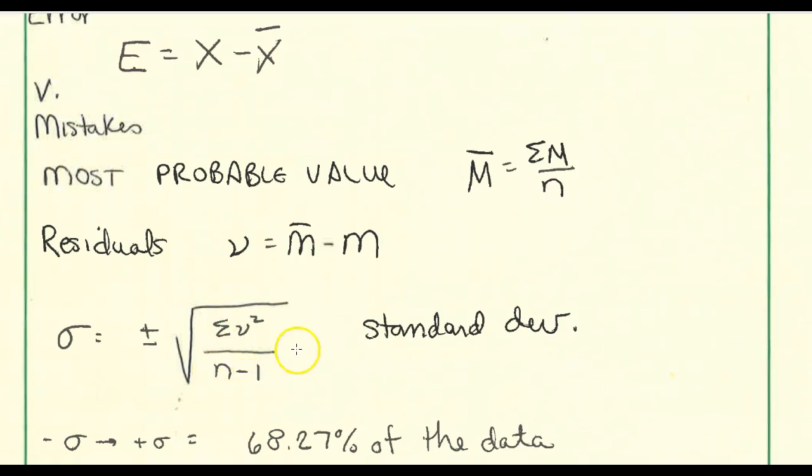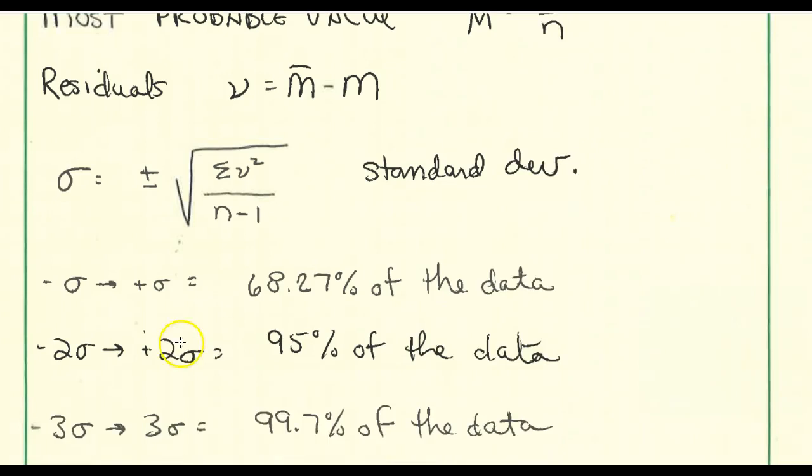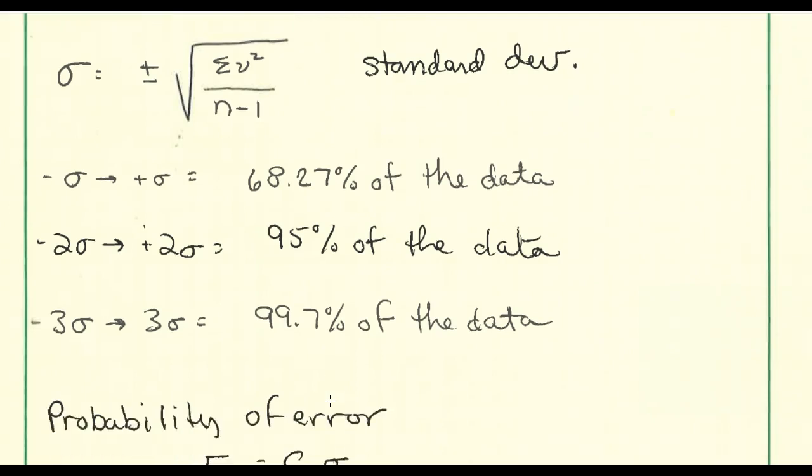So you take the square root of that entire thing, which I'll show you in the second part of this lecture. But as we discussed last time, if you go 1 standard deviation below or above the mean, you will capture 68.27% of the data if it's normally distributed. 2 standard deviations above and below captures 95% of the data, and 3 standard deviations above and below captures 99.7%, or nearly all of the data.